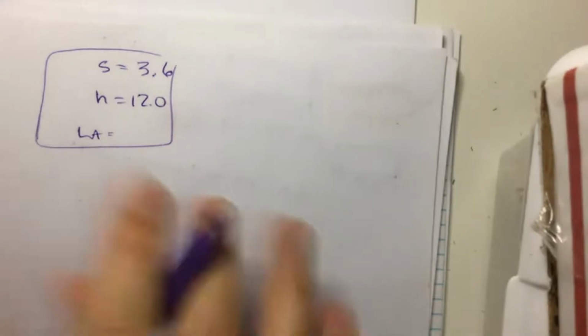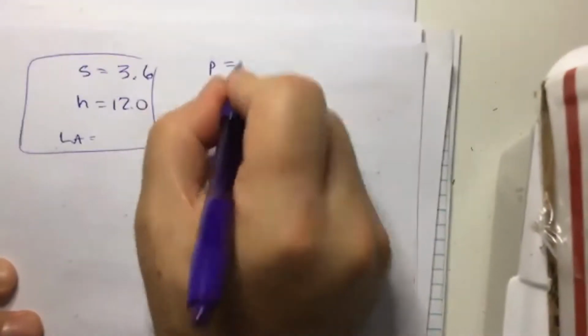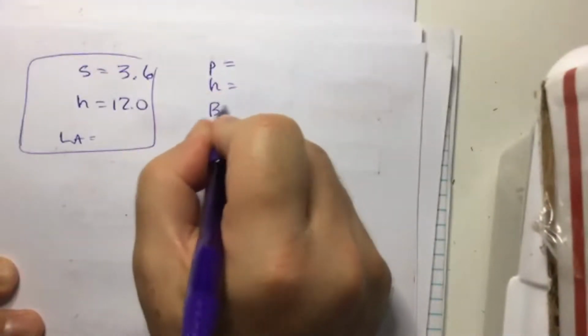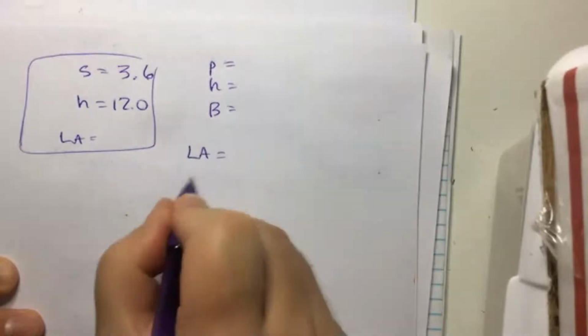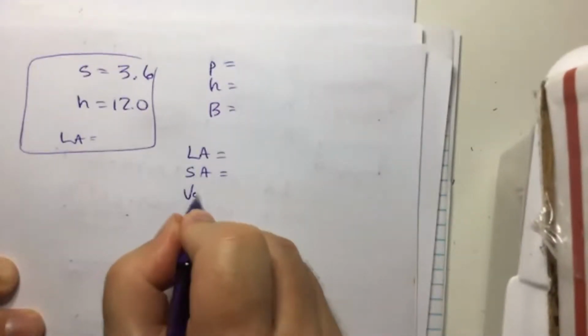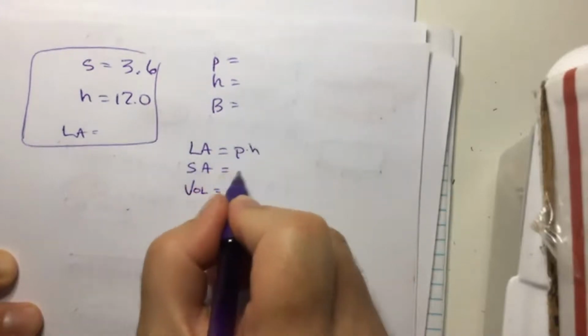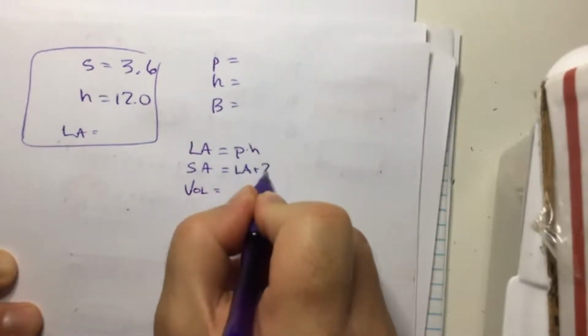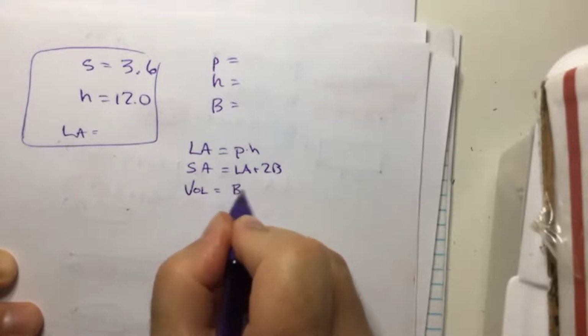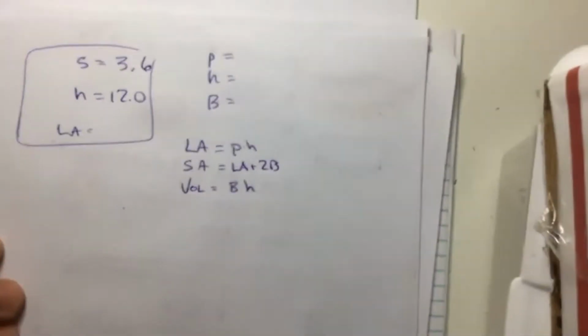Lateral area. Okay. So Sophia and Michaela and I got really easy ones because we don't have to find the area of the base. But Brianna, she's got to find the area of the base. But it starts the same way. So P equals, H equals, B equals, LA equals, SA equals, vol equals. And again, the lateral area is P times H, surface area is LA plus 2B, and volume is B times H.